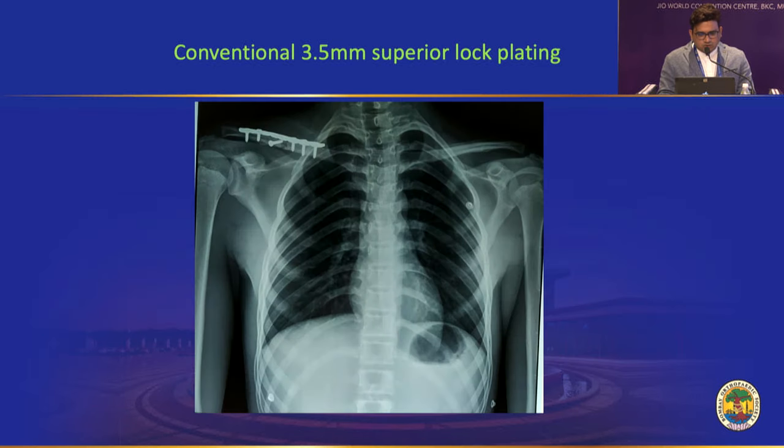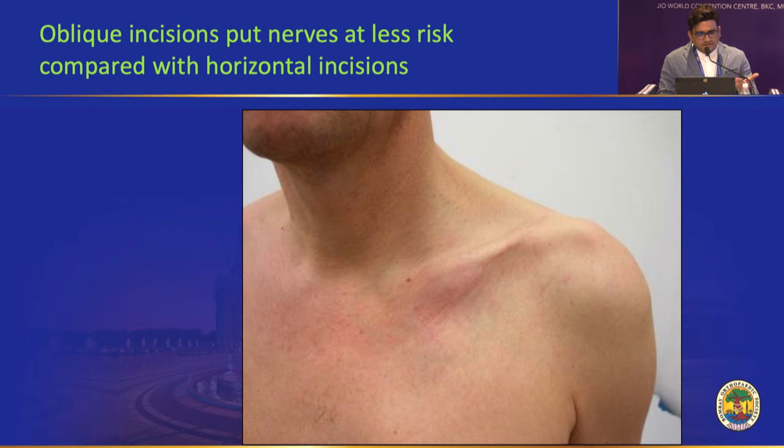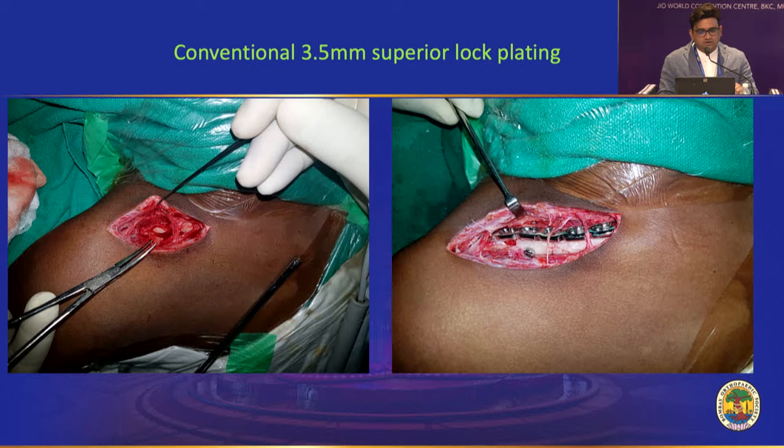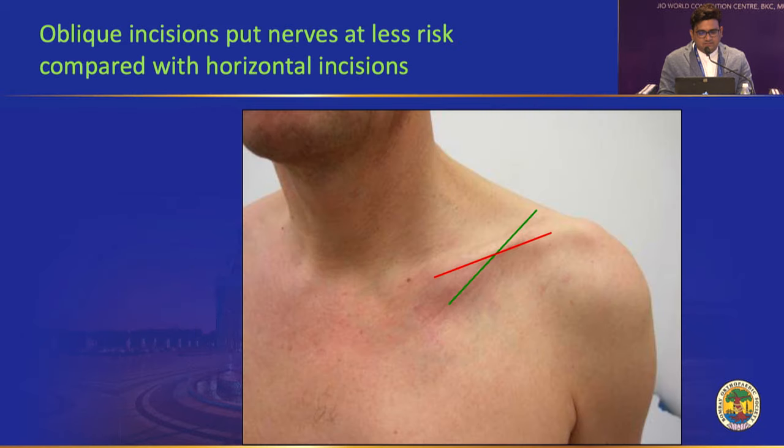So this is the post-op X-ray. Nowadays the incision which is described, because this time it is a horizontal incision over the clavicle. Nowadays the described incision is a little vertical because you try to save as much of the supraclavicular nerves as possible.